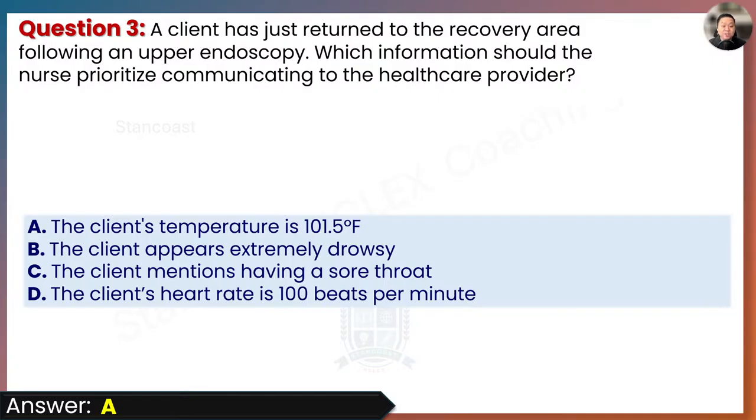So it's very important to notify the healthcare provider immediately to assess and manage the situation. And what about letter B, C, and D? Let's start with letter B.